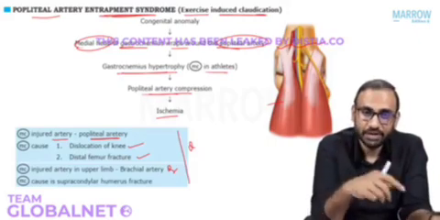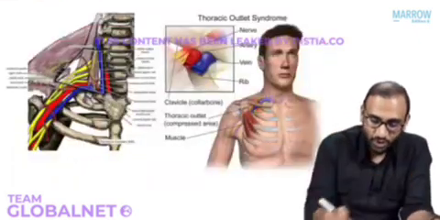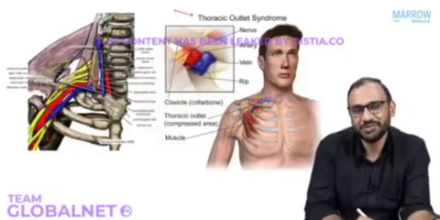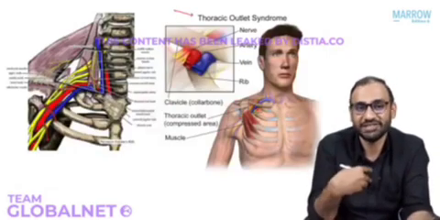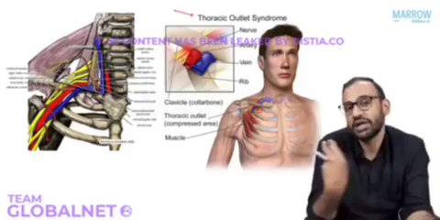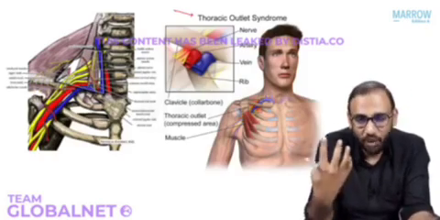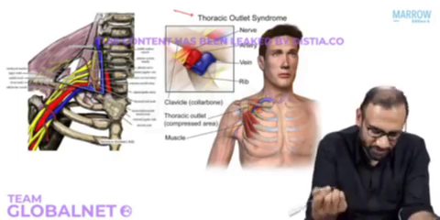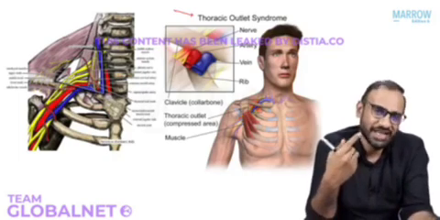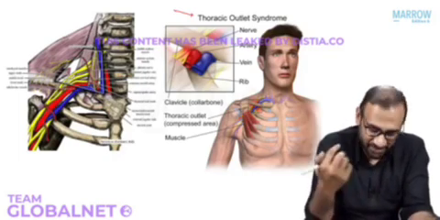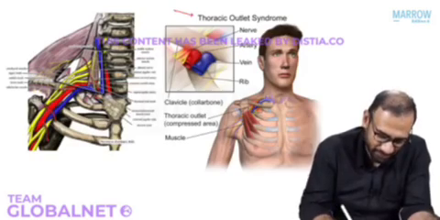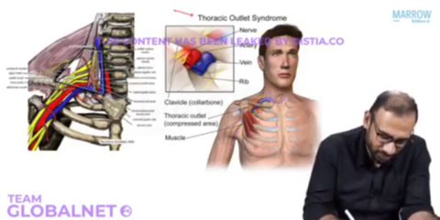And the last entrapment condition that we have to discuss is thoracic outlet syndrome. It's basically the obstruction of the structures passing out of the thoracic outlet. So what are the structures passing out of the thoracic outlet, and what are the boundaries? The boundaries are very simple: anterior and posterior scalene, clavicle, and the first rib.